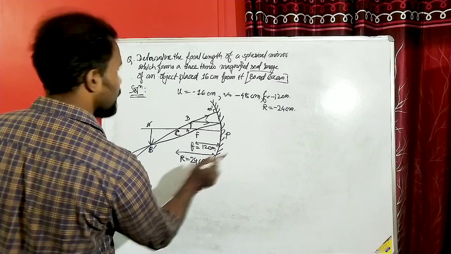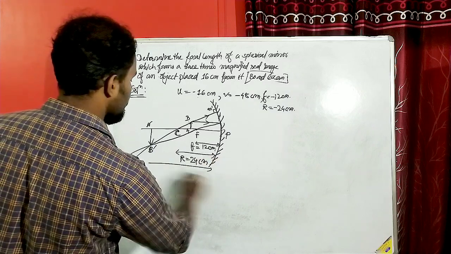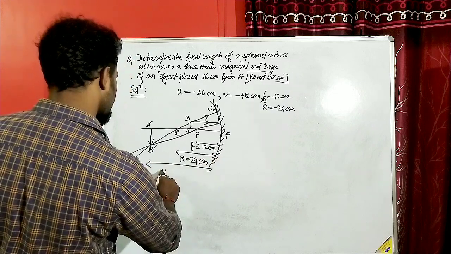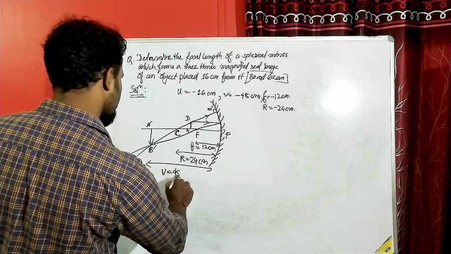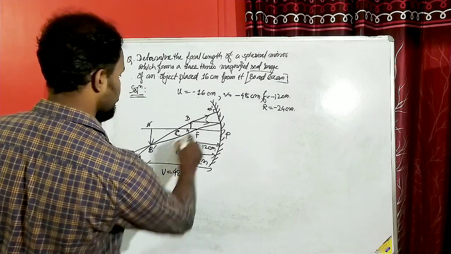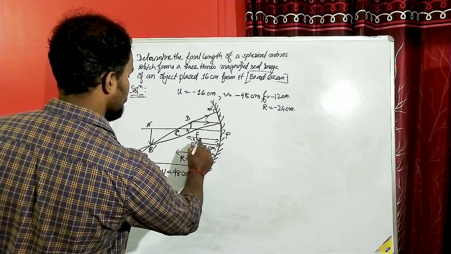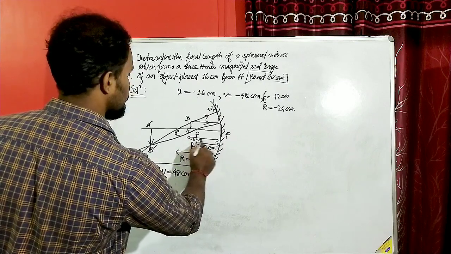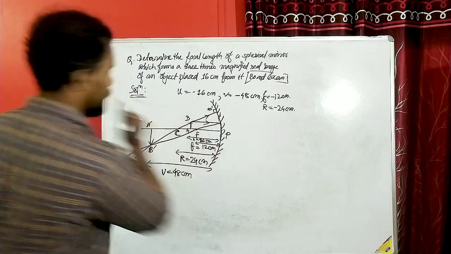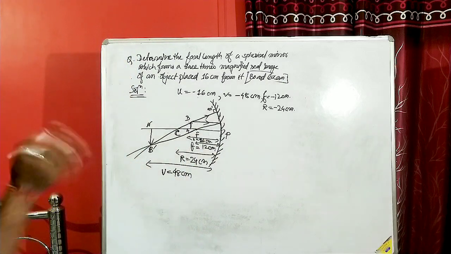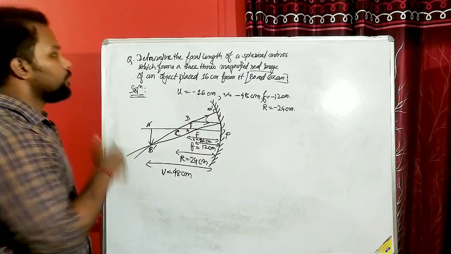Now what will be the image distance? It is going to be almost V as 48 centimeter. And what was the U? U was equal to 16 centimeter. So use a proper scale and draw this figure. It is going to be needed.